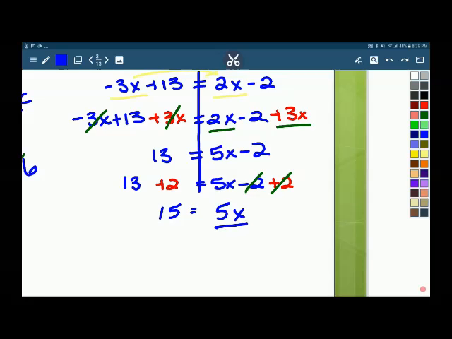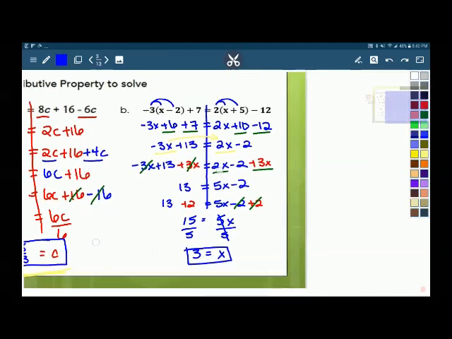Last step, divide that 5 off so that you just have a 1x left over. I want to know what is the value of just one of the x's. 15 divided by 5 is 3. So that one was a nice one. It wasn't a fraction.